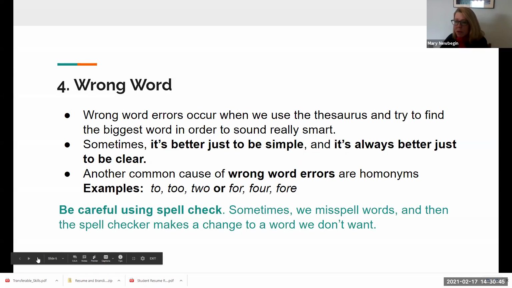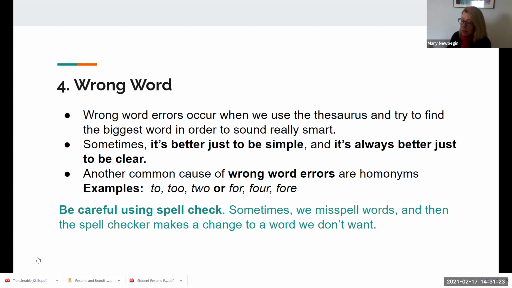Another error that's very common is using the wrong word. One of the most common reasons for using the wrong word is that you're misusing a homonym. So to, and to are very common homonyms in English. We also have there, and there. We have for, and for, and there are dozens of these kinds of words in English. So be careful using spell check. Spell check does not always flag the words correctly. Another source of wrong words is often just using the wrong word form. So maybe using an adjective instead of an adverb in a sentence.